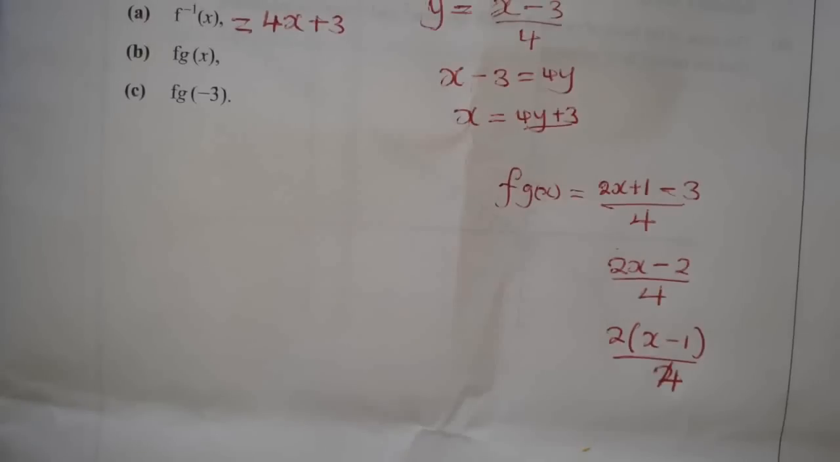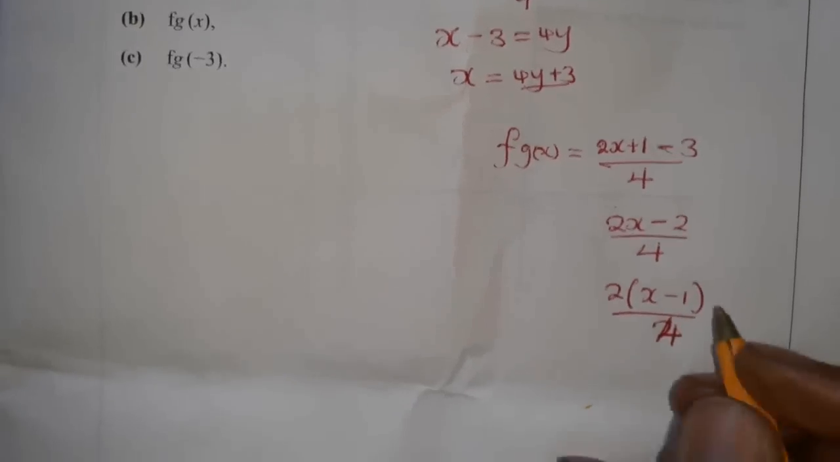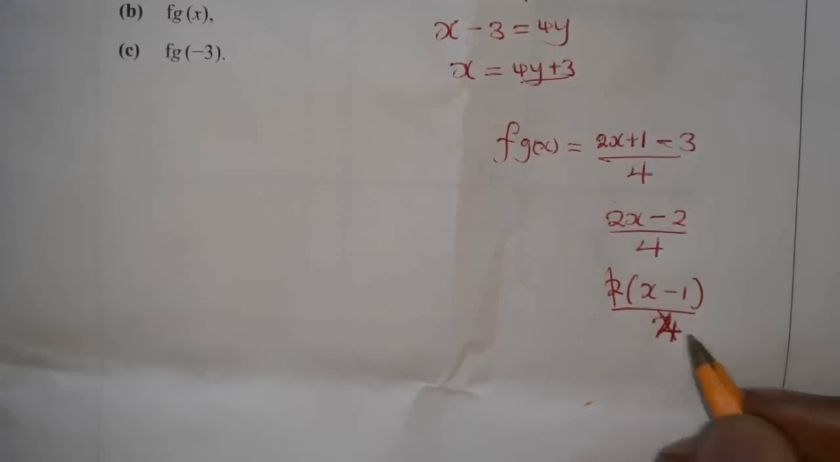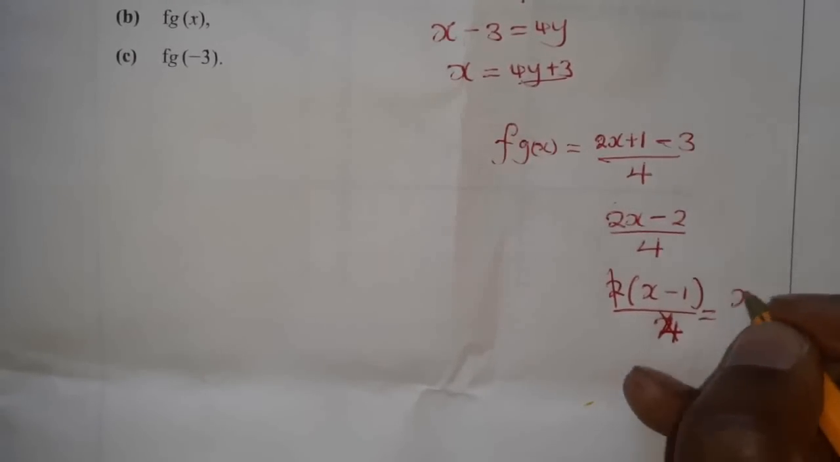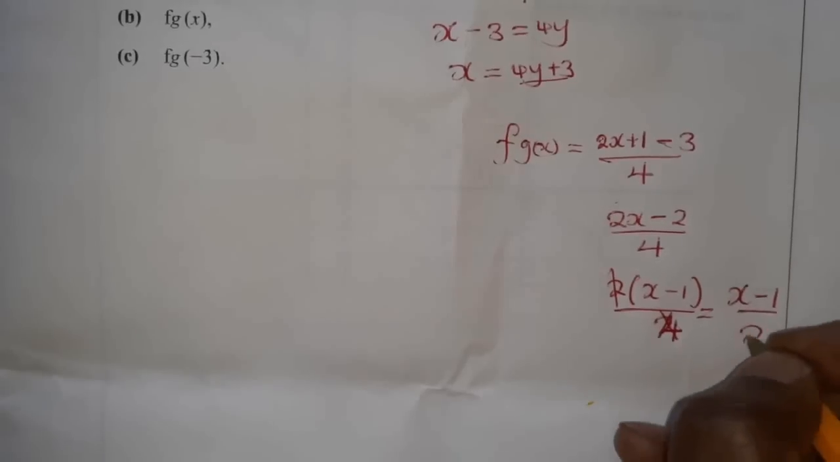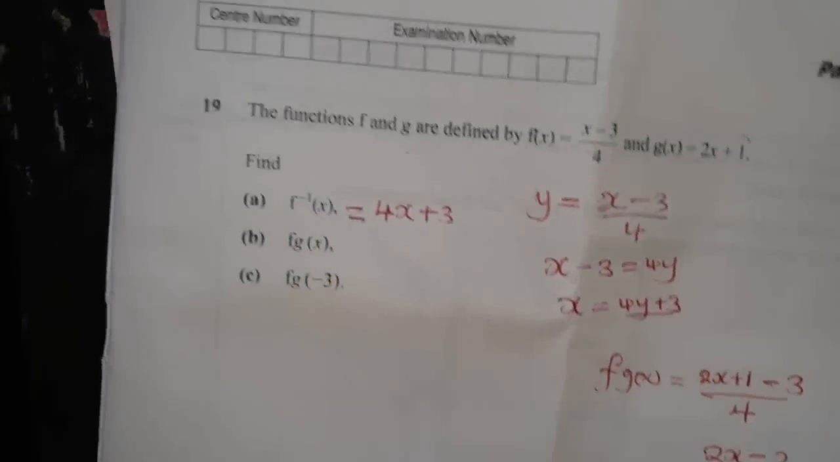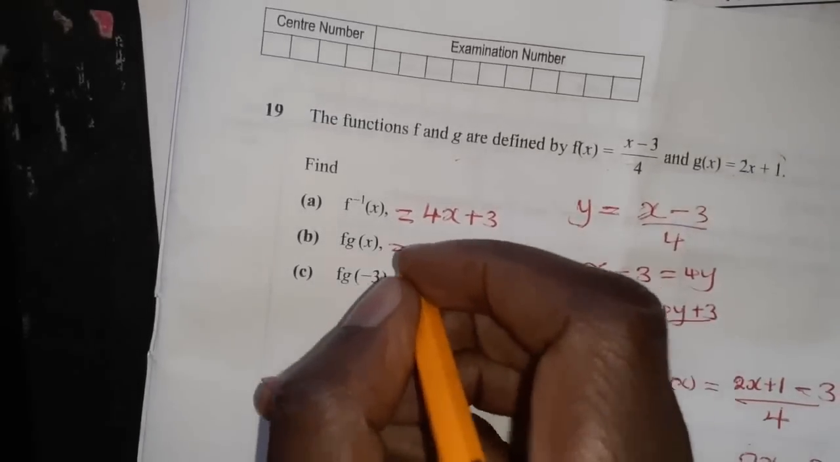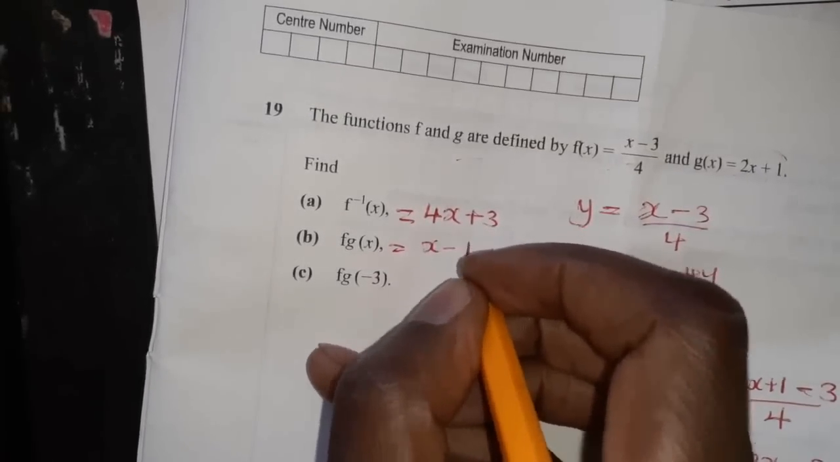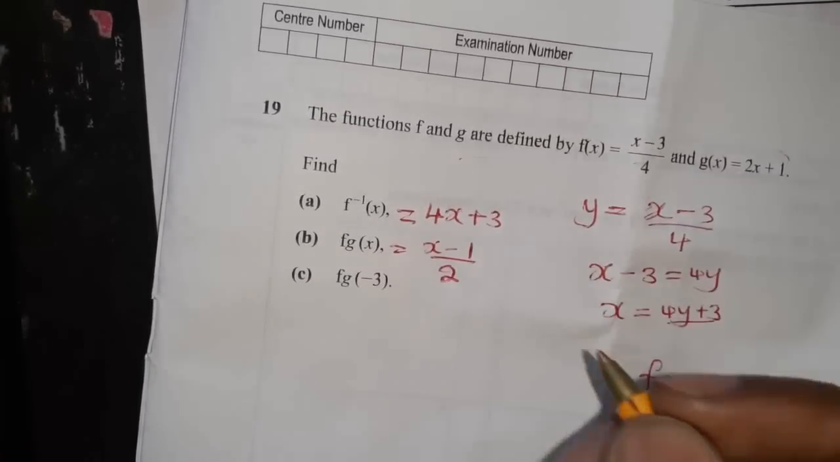Then you say 2 here, 2 here. So your answer must be (x minus 1) over 2. That must be your final answer. Here, (x minus 1) over 2.